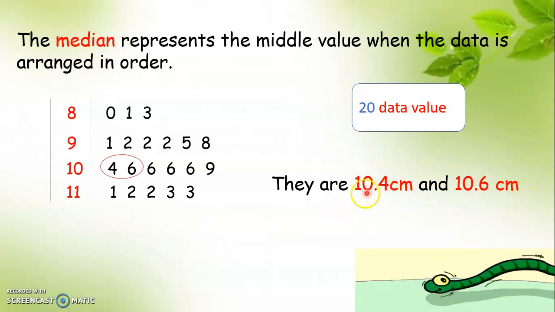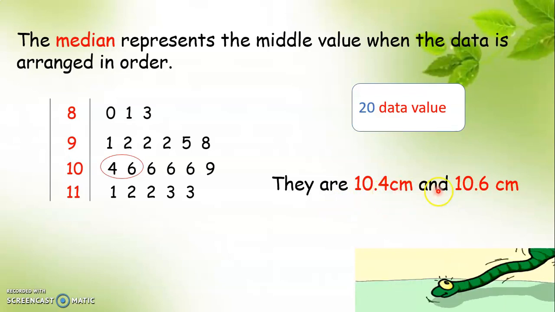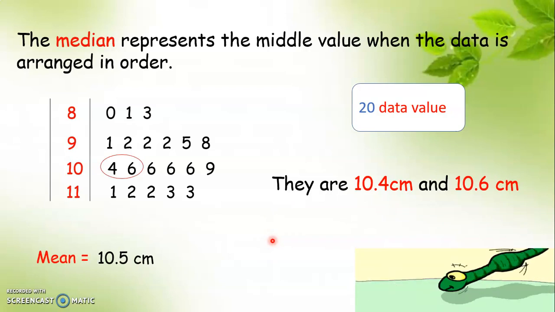So since they have the same whole number, what we need to look at is the 4 and 6. What do you think is in the middle of 4 and 6? So the middle of 4 and 6 is 0.5. So it means our median is equal to 10.5 centimeters.